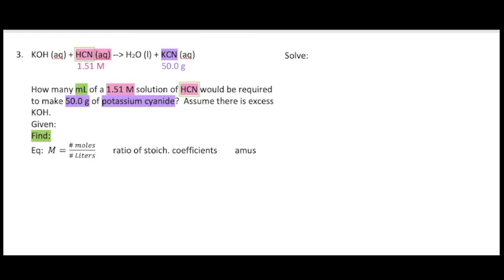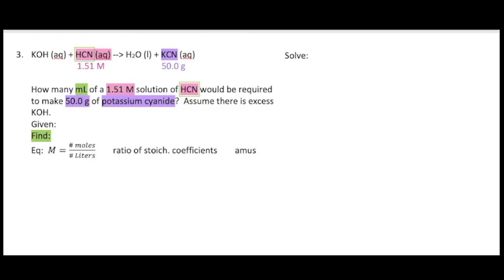Now normally I would write down my given and my find information as I read through the problem. Since I'm going electronic here, I'm going to color code it. I've copied the balanced equation up top, and all the pertinent information I'm going to write with it. So I see that I've got a 1.51 molarity solution of HCN, so I'm writing 1.51 molarity under HCN. And I've got 50.0 grams potassium cyanide, so I'm writing that under the KCN.